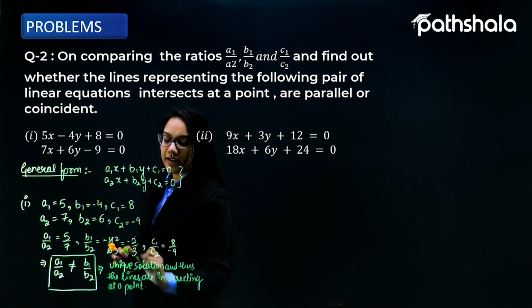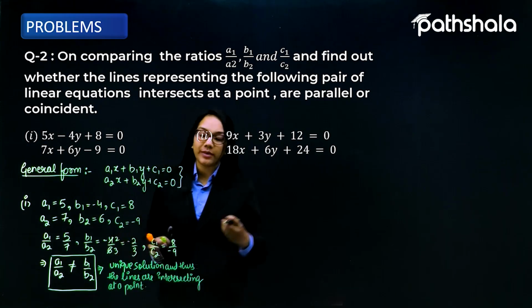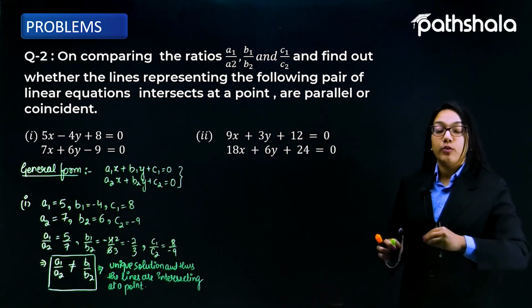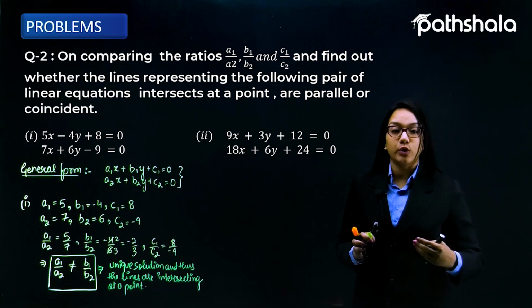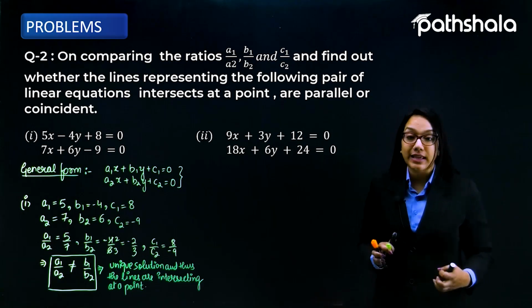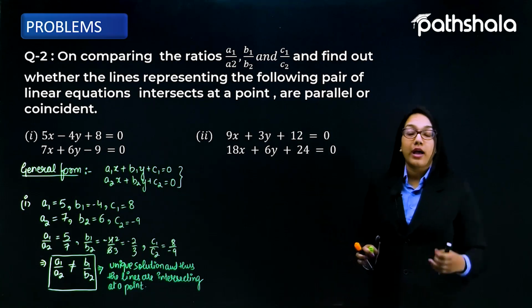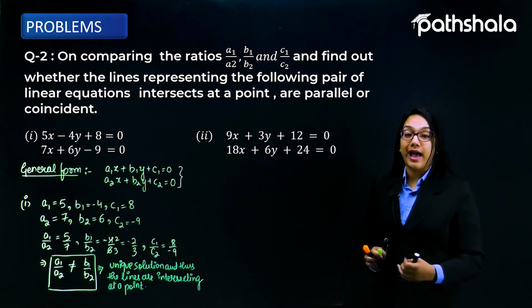The lines are intersecting at a point. So using this, a1 by a2, which is not actually coming out to be equal to b1 by b2, we can say that we are having a unique solution, and furthermore the lines are intersecting at a point.